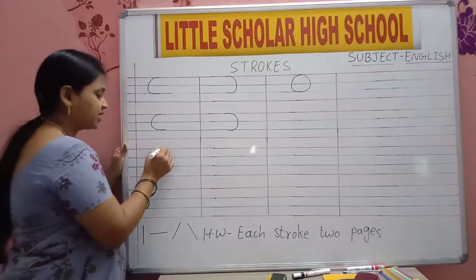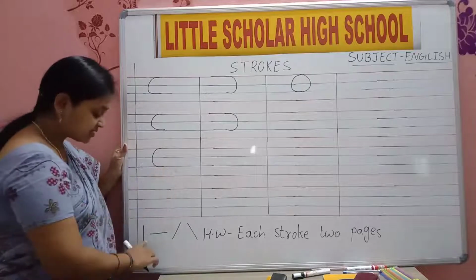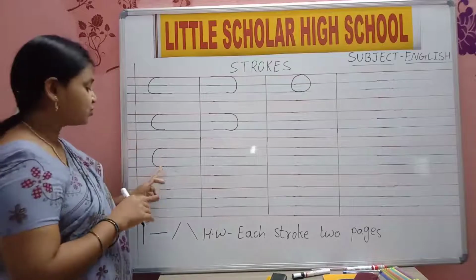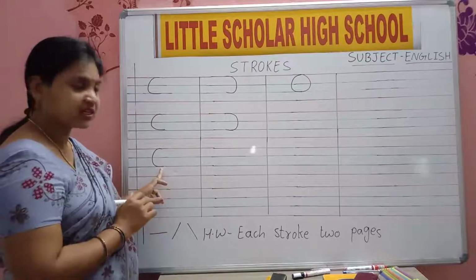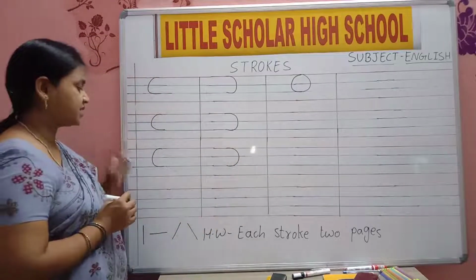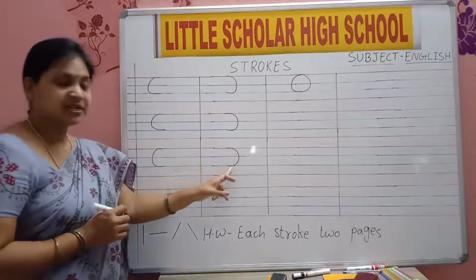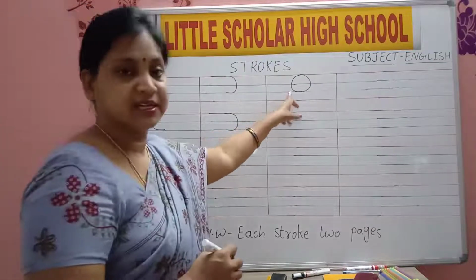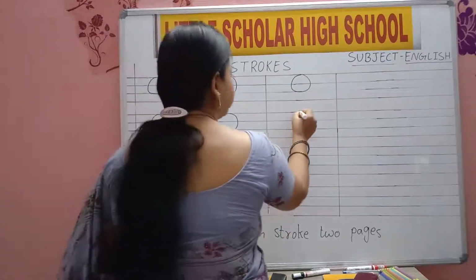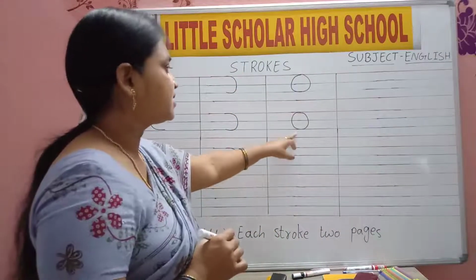Once again, which curve is this? Left curve. If it is straight, we will call it a line. This is not straight, it has a bend, no? So it is a curve. Left curve, right curve, touching the first 3 lines. And what is this? Circle. You will touch the first 3 lines and write the circle. Complete circle.